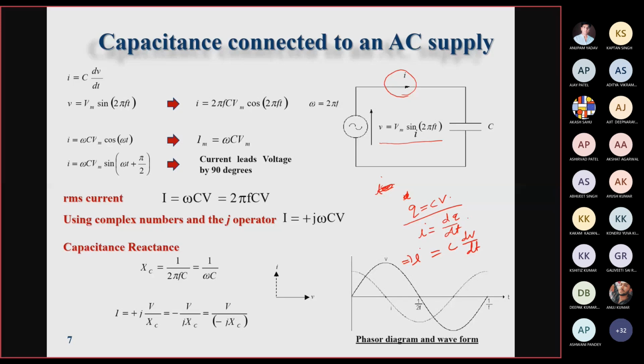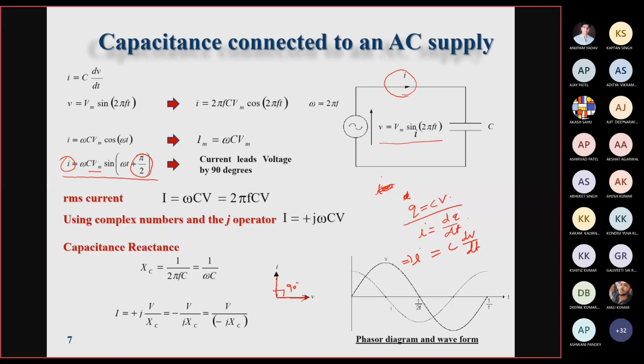Okay, so I will be equal to C dV by dt. So V is given as Vm sin omega t. After performing this analysis, means differentiating, you will get that I is equal to omega C Vm sin(omega t plus pi by 2). It means that this current will lead the voltage by, in this diagram you can see, 90 degree. As it is a purely capacitive circuit, that's why there is a 90-degree lead of the current, right?